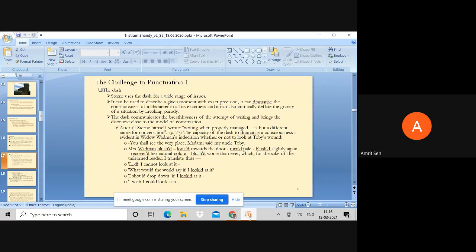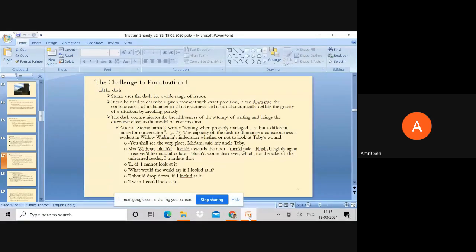It can comically deflate the gravity of a situation by invoking parody, right? And it communicates the recklessness of the attempt of writing and brings the discloser to a model of conversation, right? Sterne was talking about writing, when properly managed, as a different name for conversation. But predominantly the thrust of this dash is to create a comic parody, right?